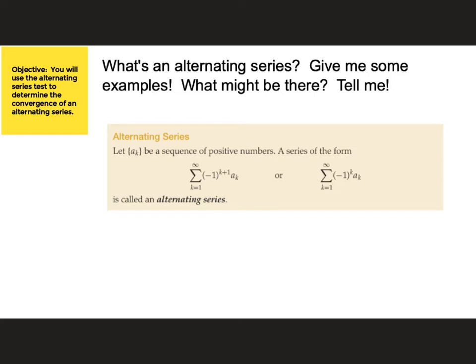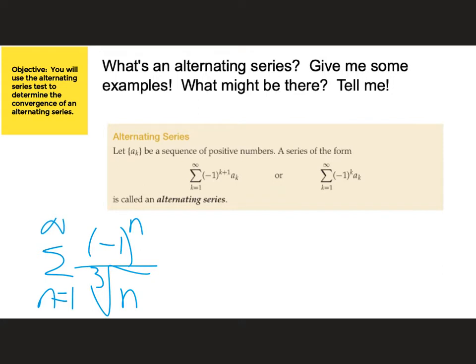Ooh, alternating series test. That might help me talk about that problem I skipped at the end of the last video. What is an alternating series? Give me examples. So, the example from the previous video was negative 1 to the n over the cube root of n. That one was an alternating series.